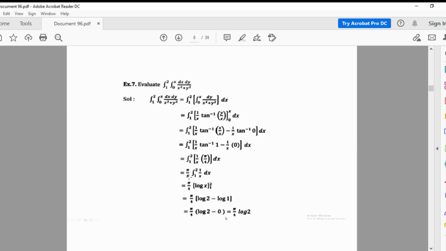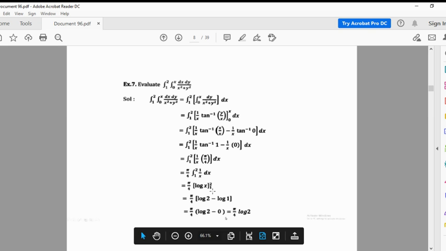Pi by 4 is a constant, we can take it outside. Integration from 0 to 2, 1 upon x dx. The integration of 1 upon x is log x. Put the limit varying from 1 to 2.